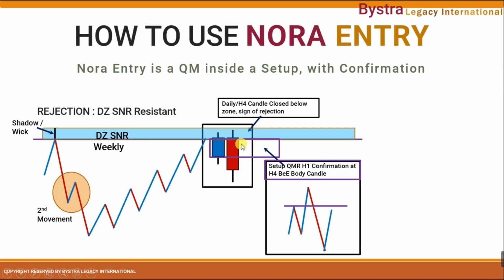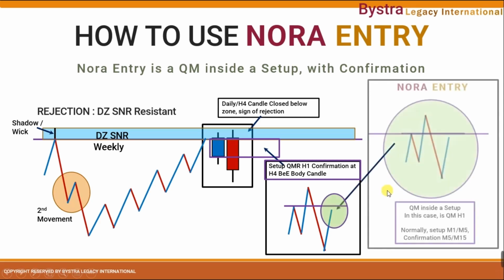So now, what is Nora Entry? Nora Entry is a QM inside this setup. In this case, this is a mini QM at the QM setup here. This is the H1 time frame. Most probably this will be the M1 or M5 setup, so the confirmation will be a time frame higher. Let's say this is an M1 setup.